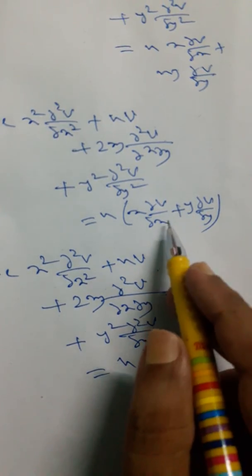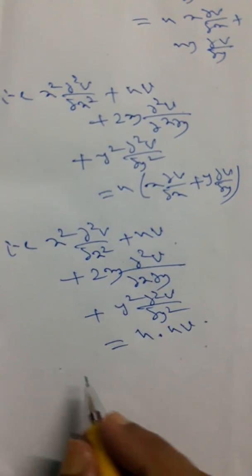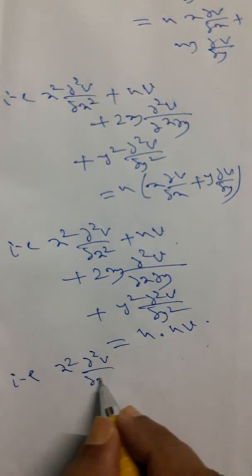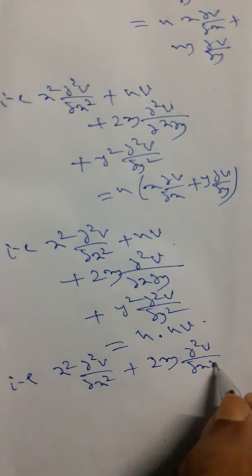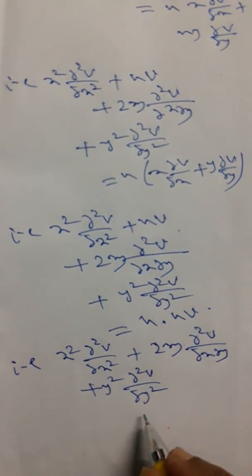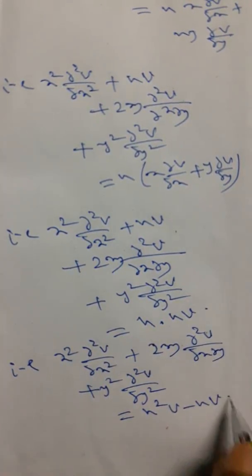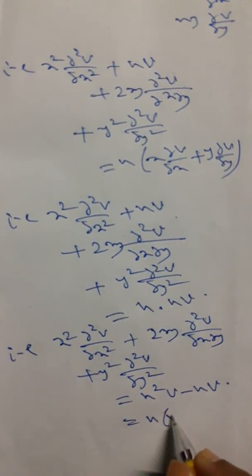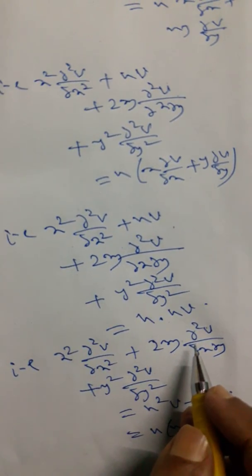V is also a homogeneous function of x, y of degree n, so it will be nV by Euler's theorem. Here also by Euler's theorem. So finally we obtained x² ∂²V/∂x² + 2xy ∂²V/∂x∂y + y² ∂²V/∂y² = n²V - nV. So it can be written as n(n-1)V. So finally we have proved this result.